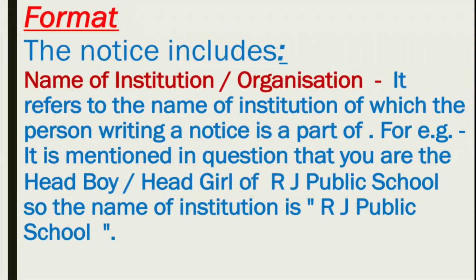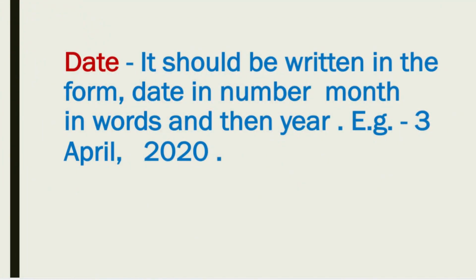Format. The notice includes number 1, the name of institution or organization. It refers to the name of institution of which the person writing a notice is a part of. For example, it is mentioned in the question that you are the head boy or head girl of RJ Public School. So the name of the institution is RJ Public School. Second is date. It should be written in the form like date in number, month in words and then year.